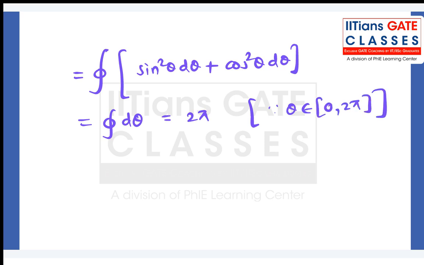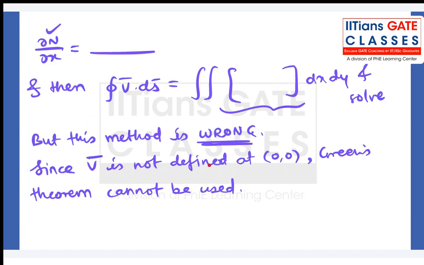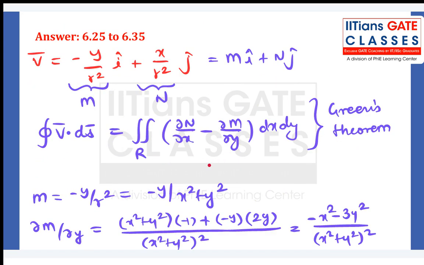And then for pi, you use the calculator. So 2 into pi will give you 6.283, and that should be your answer. So the answer is not what you get by using Green's theorem. The answer is this one. Okay, just let me check whether it's correct. Yeah, it's the correct answer.